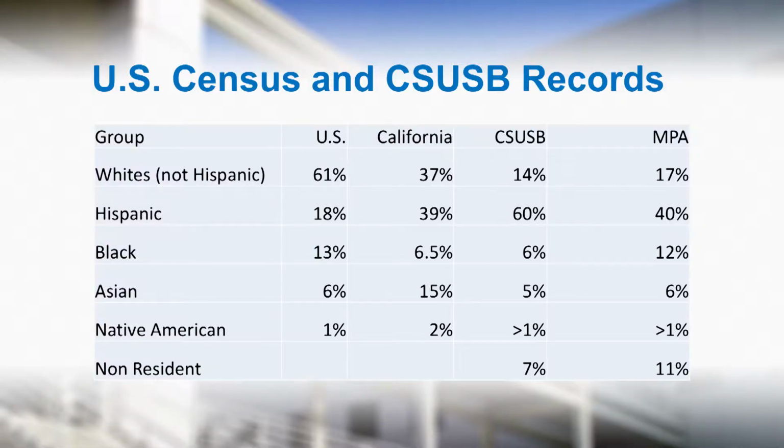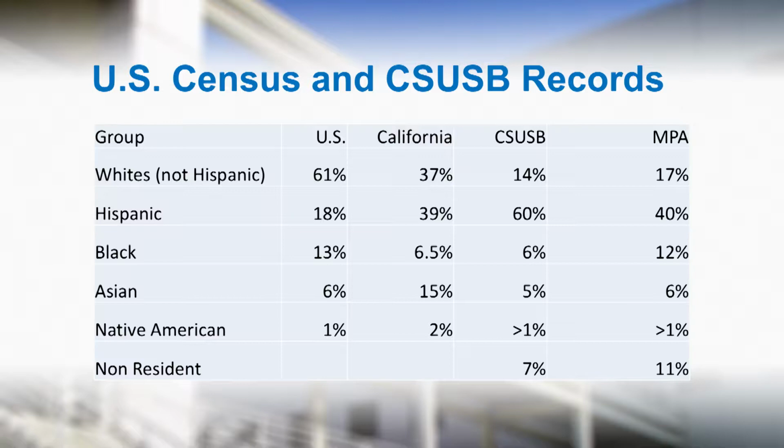First, we're going to look at the general structure of U.S. society through the U.S. Census records. What are the actual ethnic proportions in the United States as a whole? Well, if you look at the census, it says that whites not Hispanic comprise around 61%, Hispanics around 18%, blacks 13%, Asians 6%, Native American 1%. That's in the whole United States. Keep in mind what we said about lumping lots of races into that Hispanic category.